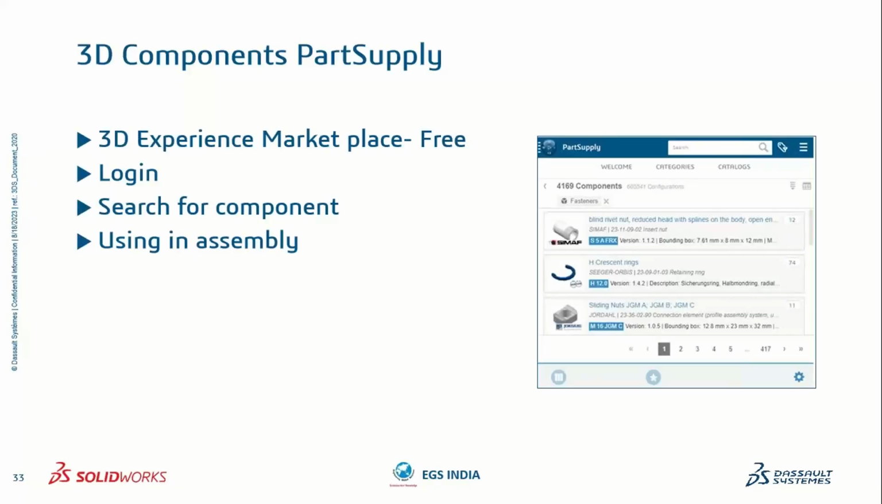And then the final one is the 3D contents. If we want to use the 3D experience marketplace 3D components, such as power supplies, we need to enable the 3D experience marketplace add-in. It is free for all. To access this, we need a 3D experience login ID. If you don't have a login ID, you can create one there. And finally, we search for the component and use it in our assemblies.